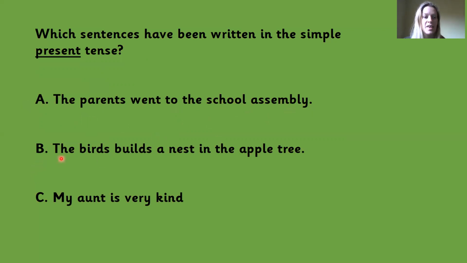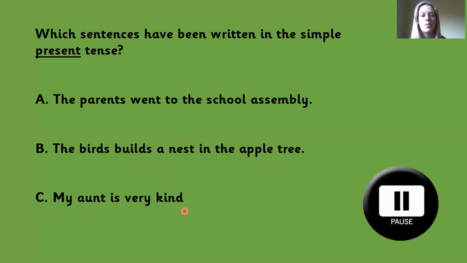We've got B here. The birds build a nest in the tree. Think, what's the verb in that sentence? And is it in the past or in the present? And C, my aunt is very kind. So think again, what is the verb in that sentence? And what tells us, is it in the past or the present? So pause the video here and can you tell me which two sentences, because there's two of them, are in the present tense?